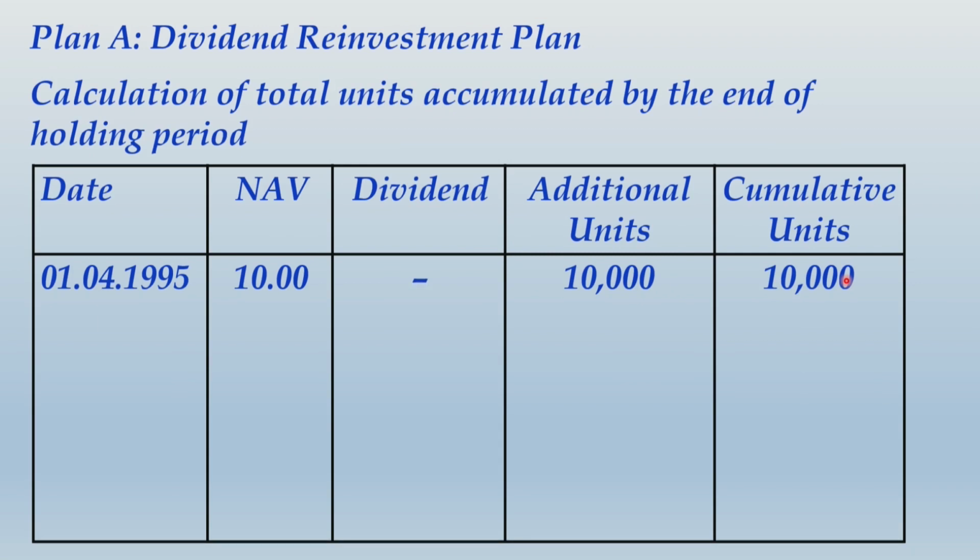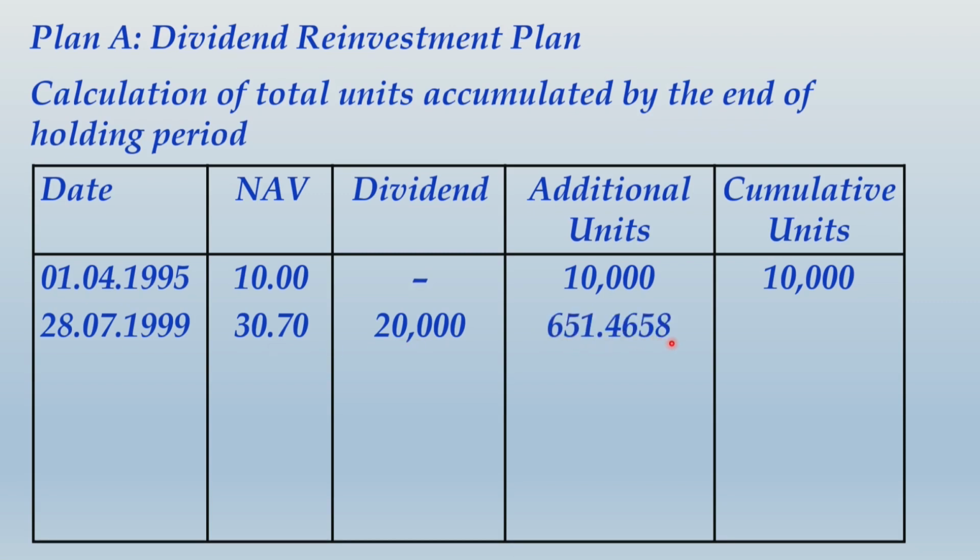Now the very first date where the dividend was declared, you have to focus on that date. I explained along with the question earlier that it is 28 July 1999. NAV on that date was 30.70. As per the question, the dividend is 20% and dividend will be on the face value. Face value is rupees 10. 20% of 10 will be rupees 2, and 2 rupees of dividend will be given for each unit, and there are in total 10,000 units, correct? So 10,000 units multiplied by dividend of rupees 2 per unit will give you total dividend of 20,000. Once you get dividend of 20,000, you are not going to receive this dividend in cash. This dividend will be reinvested as per the NAV prevailing on that date. So when it is reinvested, the additional units that will arise will be 20,000 divided by 30.70, which will give you 651.4658 units.